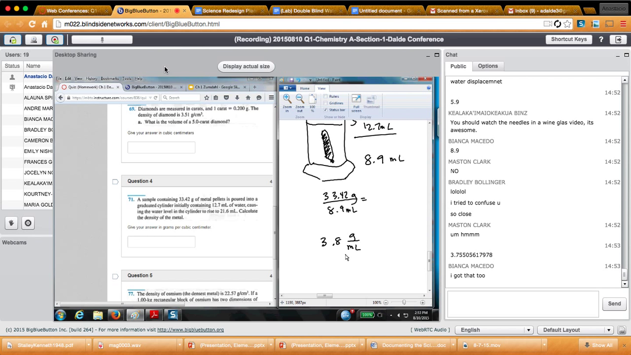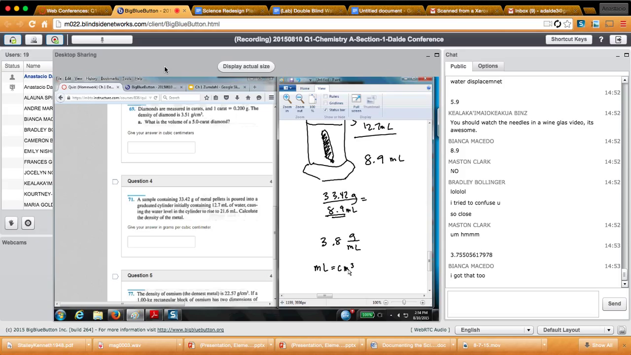Why would I just write down 3.8? Well, there were 2 sig figs to begin with. That's two sig figs. So anyway, 3.8 grams per milliliter. And then what I'm going to do is I need to convert this milliliters to per centimeter cubed. Now here's the question. We have to look inside of some kind of conversion table. How is milliliters related to centimeters cubed?